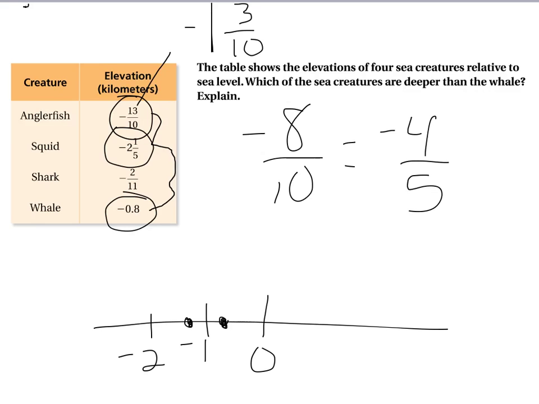-2 1/5 is going to be down here, and the shark would be -2/11. That's right here. So, where are we here? -2 1/5 was the squid. It's right there. We have the anglerfish being -1 3/10. We have the shark right here, and that leaves the whale right there. Okay, just again, rational numbers, looking at fractions and comparing them.